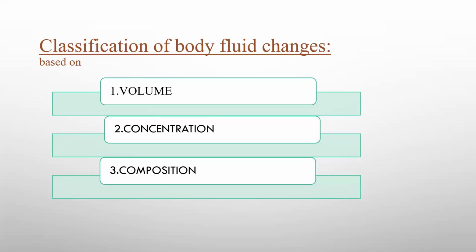and is the primary cause of shock in surgical patients. And concentration changes are determined by the serum sodium levels, which will reflect the plasma osmolality. It can be hypernatremia or hyponatremia, and these changes are particularly important for the central nervous system because rapid shifts can lead to seizures, coma, and cerebral edema. And the composition changes are the changes in specific electrolytes like potassium, calcium, and magnesium, which will be dealt with in detail.